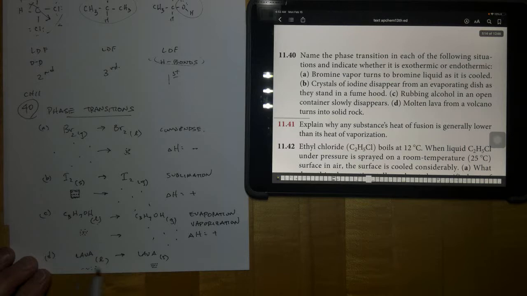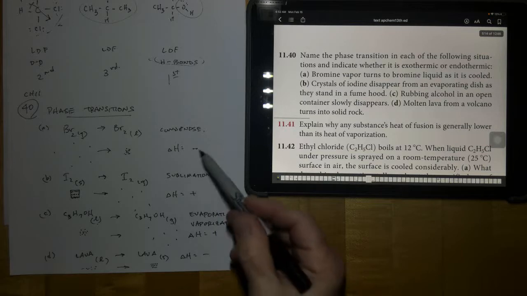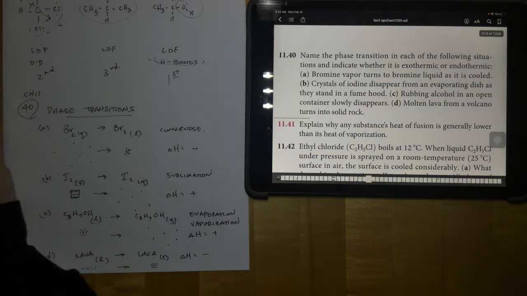And so we've got a little more energy right here than here. And so the delta H for this process would be negative. We'd lose some energy from this side to this side, so it would be an exothermic process. Exo, endo, endo, exo for those. All right, that's number 40.